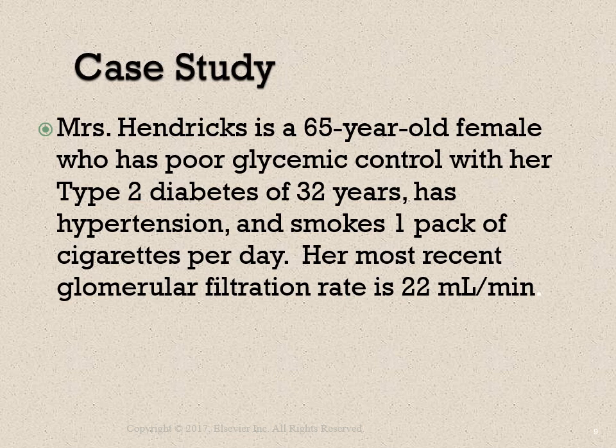Here's a case study. So we're going to be talking about Mrs. Hendricks a couple times during this presentation. Mrs. Hendricks is a 65-year-old female who has poor glycemic control with her type 2 diabetes of 32 years. She has hypertension and smokes 1 pack of cigarettes per day. Her most recent glomerular filtration rate is 22 milliliters per minute.